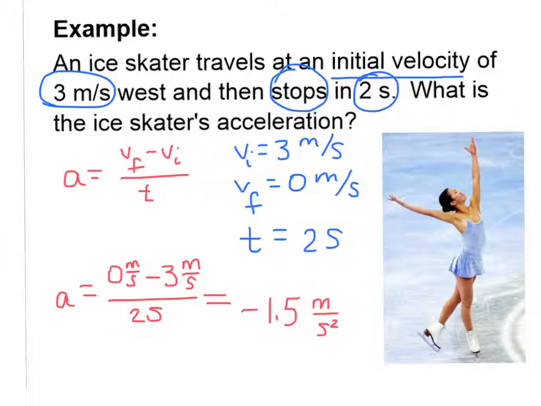Here's my answer. I have a negative number for my answer. And I get that negative because 0 meters per second minus 3 meters per second is negative 3 meters per second. Negative 3 divided by 2 is negative 1.5, and my units are meters per second squared. So the ice skater's acceleration is negative 1.5 meters per second squared. That indicates that she's slowing down, which indeed she did. She stopped, didn't she?